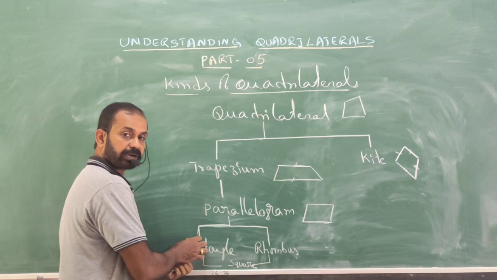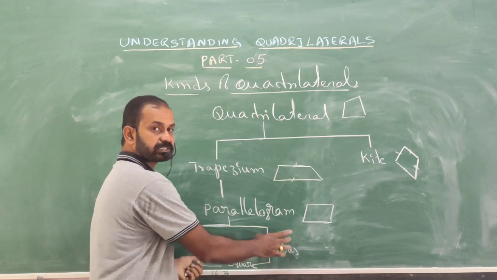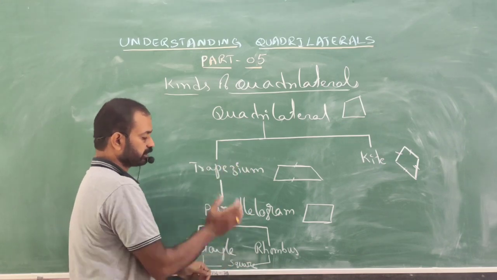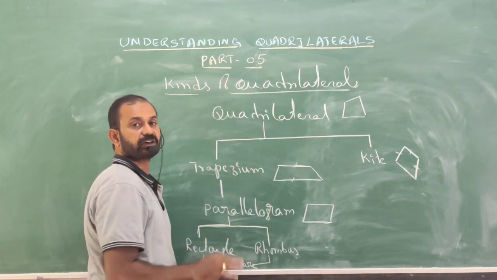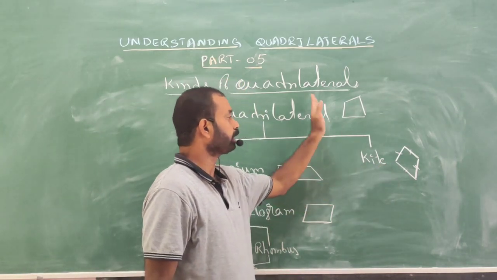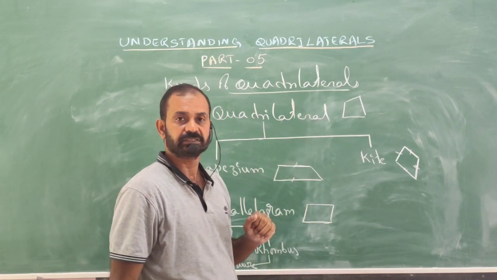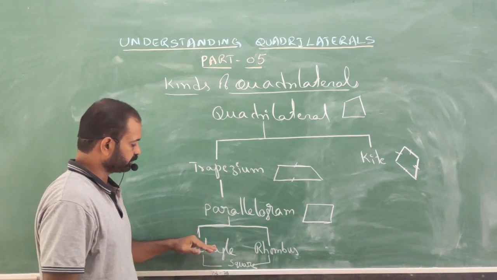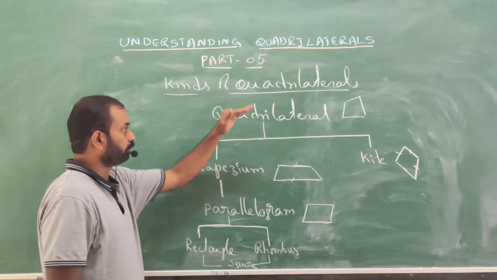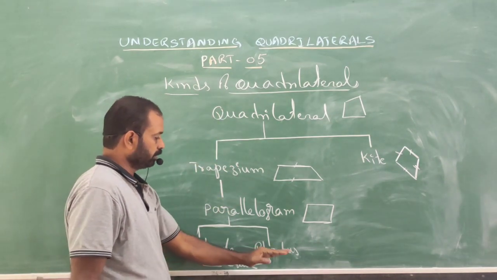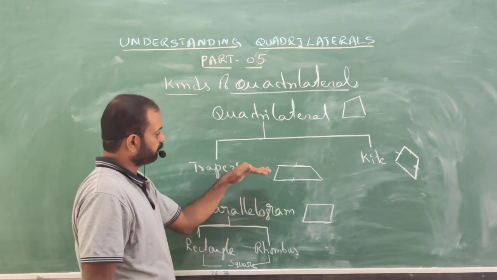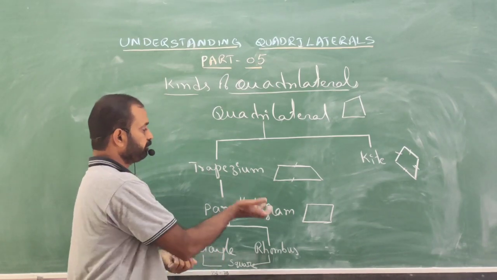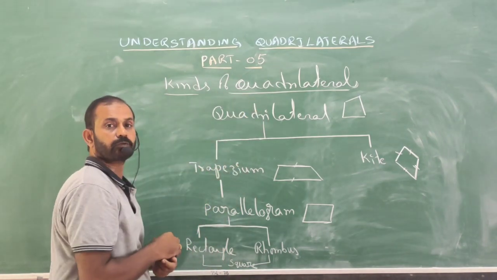All squares are rectangles. All squares are rhombus. All squares are parallelograms. All squares are trapeziums. All squares are quadrilaterals. All kites are quadrilaterals. I hope you are understanding. Next, all rectangles are parallelograms. All rectangles are trapeziums. All rectangles are quadrilaterals. All rhombus are parallelograms. All parallelograms are trapeziums. All parallelograms are quadrilaterals. In the same way, all trapeziums are quadrilaterals.